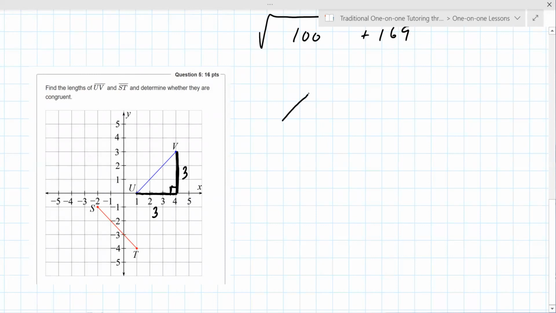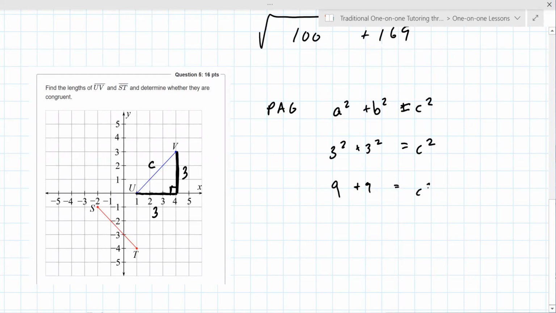So do you remember the Pythagorean theorem from last year? Yeah. This one, a squared plus b squared equals c squared. So this UV is like c. So it's like 3 squared plus 3 squared equals c squared. This is 9. This is 9. 18. So c is the square root of 18.